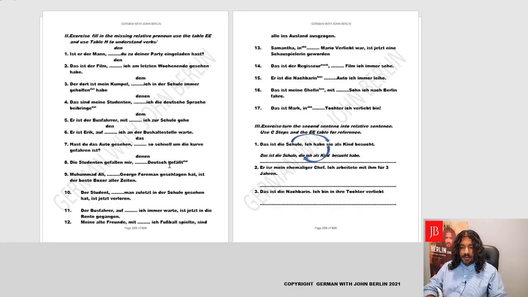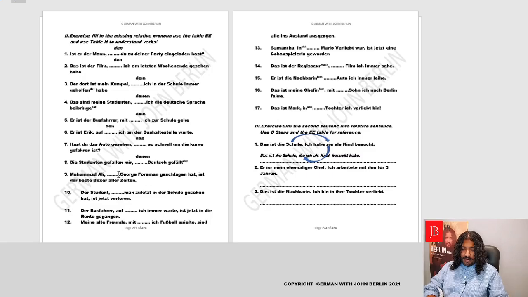Yes, well done. Okay, Muhammad Ali, das George Foreman geschlagen hat, ist der beste Boxer aller Zeiten. So let's say Muhammad Ali, das George Foreman beaten has, is the best boxer of all time. So let's look at this relative sentence in the middle. And the sentence is basically based on geschlagen, which is beaten has. So who has beaten whom? Basically, it's about Muhammad Ali has beaten George Foreman. That's why he's the best boxer. We can't say George Foreman has beaten Muhammad Ali. Then Muhammad Ali wouldn't be the best boxer.